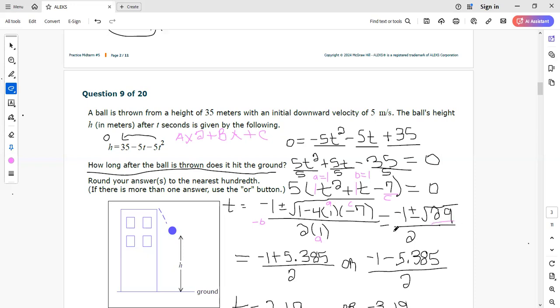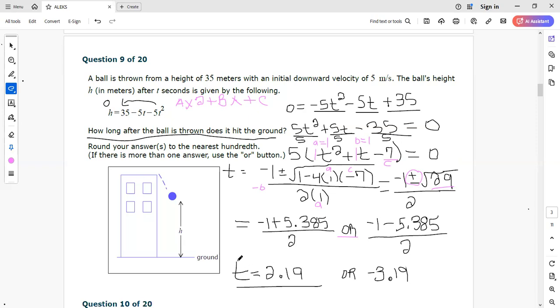The square root of 29 is 5.385. And then we carry down the negative 1 in front. And we add these two together, because remember, this plus or minus means something. That means we get two possible solutions. It's negative 1 plus the 5.385 or negative 1 minus the 5.385, both divided by 2.